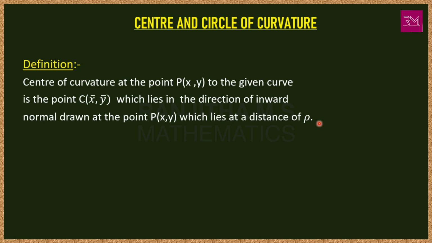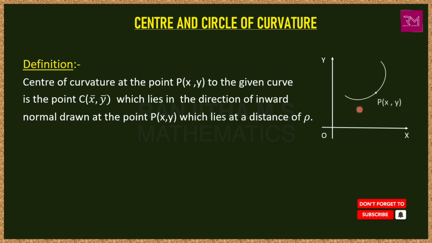Let us understand it geometrically. This is the x-axis and this is the y-axis. Consider any curve in the xy plane. Let P(x, y) be any point on the curve. The definition of center of curvature says that at the point P(x, y) to the given curve, the center of curvature is the point C(x bar, y bar) which lies in the direction of the inward normal to the point P.